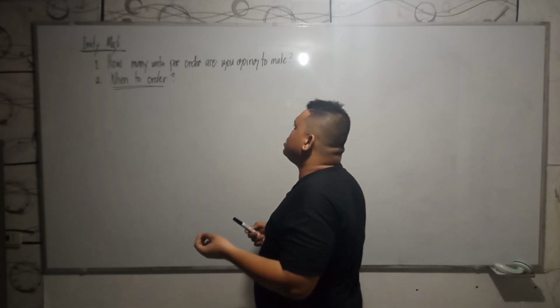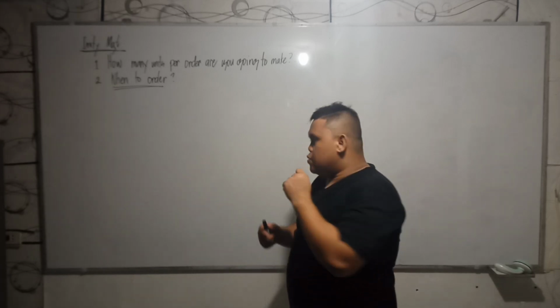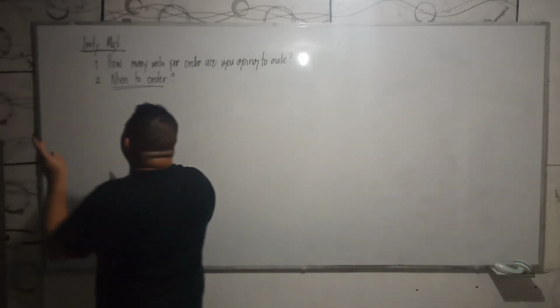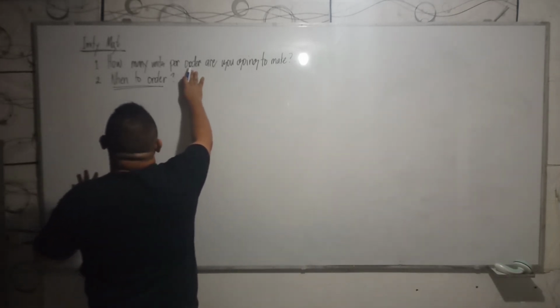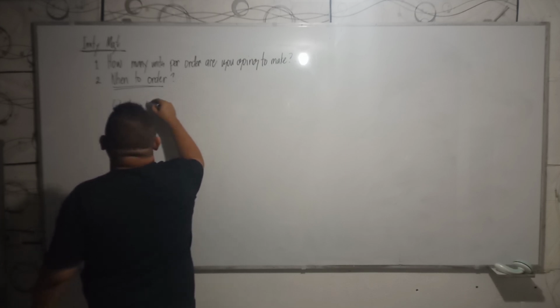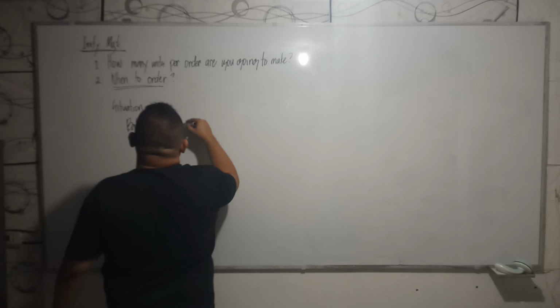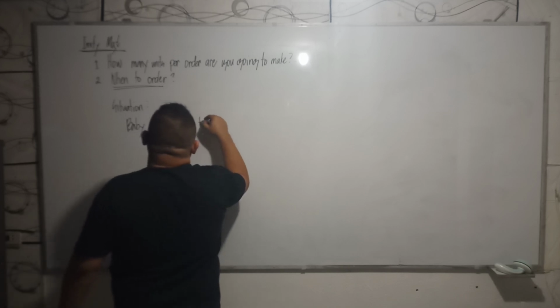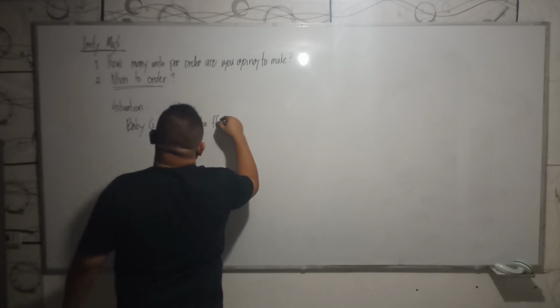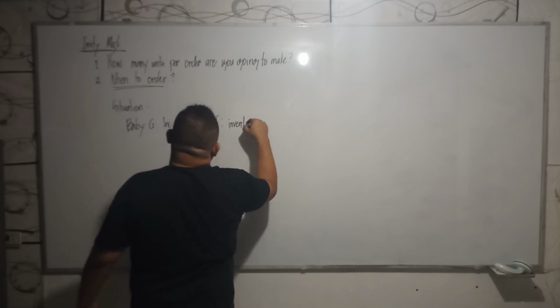So let's answer this question first: how many units per order are you going to make? In order to illustrate and have this question answered, let's have a situation whereby BBG Incorporated has the following inventory needs.